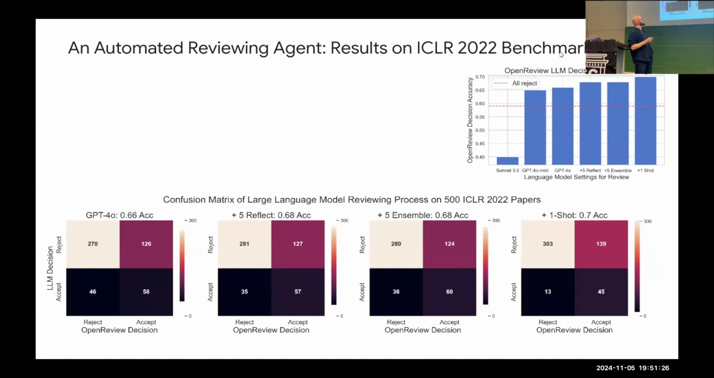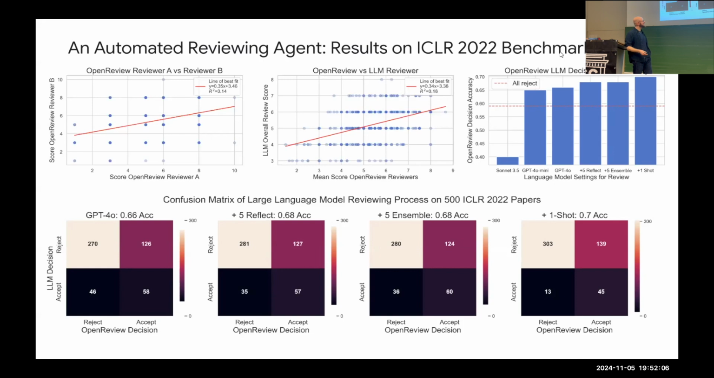Good. So here's a little bit more data. I told you how we set up this agent pipeline, and we don't do it by rolling dice, but we do ablations and look at how the different changes in the reviewing agent affect the accuracy on performing this decision task. And you can see in this bar plot that Sonnet 3.5 is pretty over optimistic and doesn't do well. And then GPT-4o is better than GPT-4o mini, and adding reflection, adding ensembling, and providing a one-shot example of how a review looks like actually improves performance up to the levels which we showed you before.